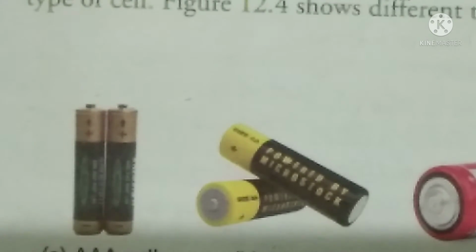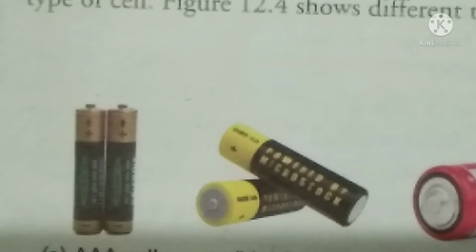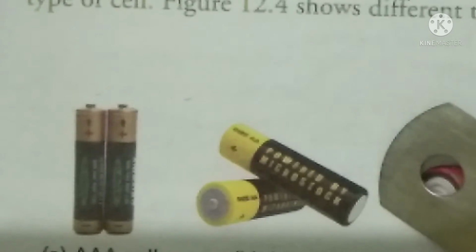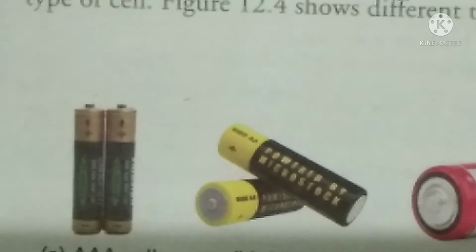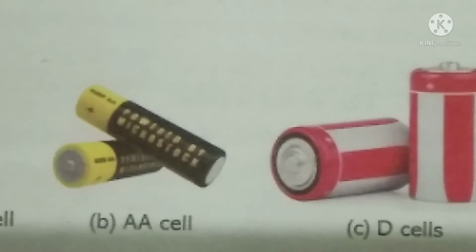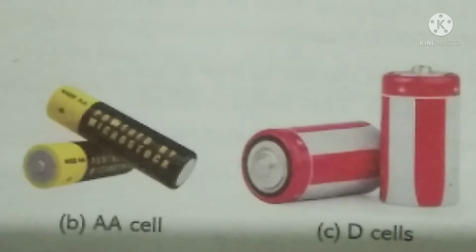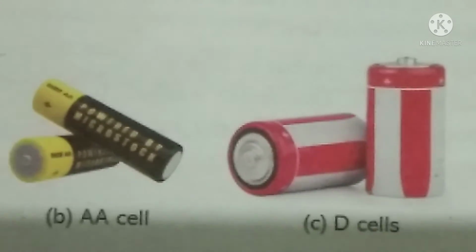This one. This type of cell is used in remotes and all. Very thin. We also call them pencil cells or something like that. Okay, and then a little thicker than that, AA cells. They are also used in some small devices, like some toys and all. Then we have a little bigger one, which we use in our torches and all.